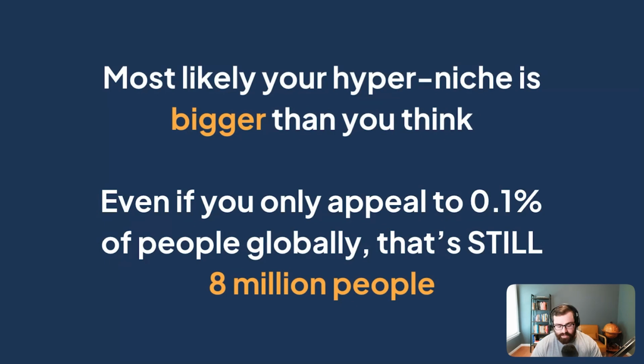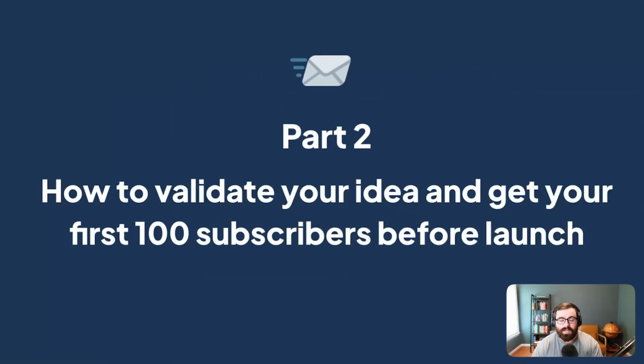It's that simple. And to do this, it's going to be much easier if you're a hyper niche. And don't let that scare you, because most of these hyper niches are actually a lot bigger than you realize. Even if you appeal to just 0.1% of people globally, that's still 8 million people. That's a lot of people. So that's the framework for picking a niche and your job to be done.